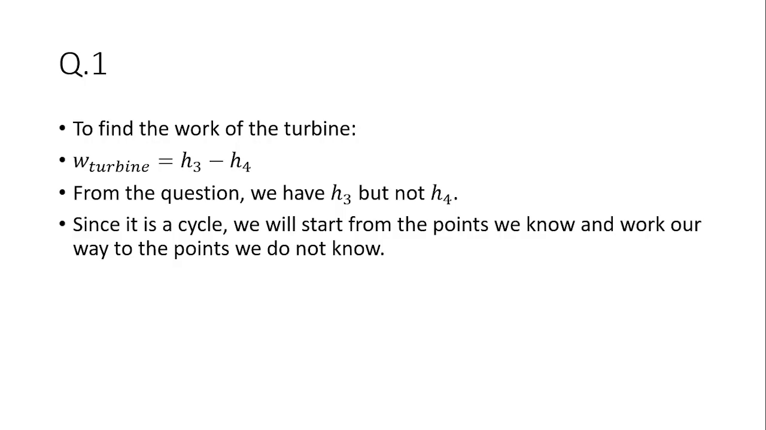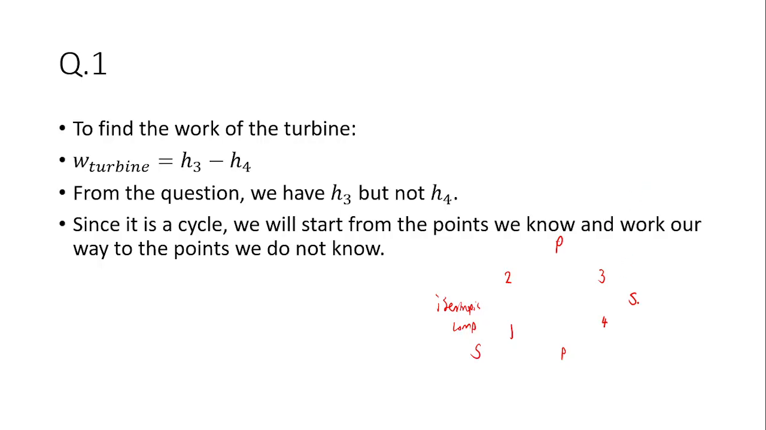So we know that, for example, from points 1 to 2, we said it is isentropic compression. That means that they have the same entropy. From point 2 to 3, we said it's a constant pressure heat addition, so they have the same pressure. From 3 to 4, isentropic expansion, so they have the same entropy. 4 to 1, constant pressure heat removal, so they have the same pressure. So we know the relations between them.